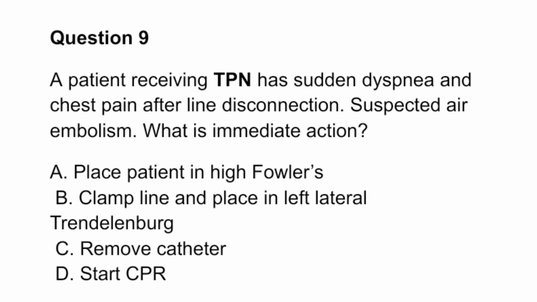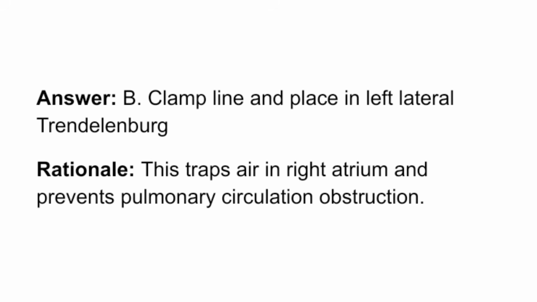Question 9. A patient receiving TPN has sudden dyspnea and chest pain after line disconnection. Suspected air embolism. What is immediate action? A. Place patient in high Fowler's. B. Clamp line and place in left lateral Trendelenburg. C. Remove catheter. D. Start CPR. Answer B. Clamp line and place in left lateral Trendelenburg. Rationale: this traps air in right atrium and prevents pulmonary circulation obstruction.